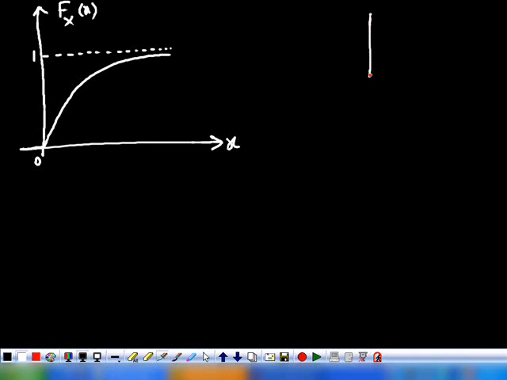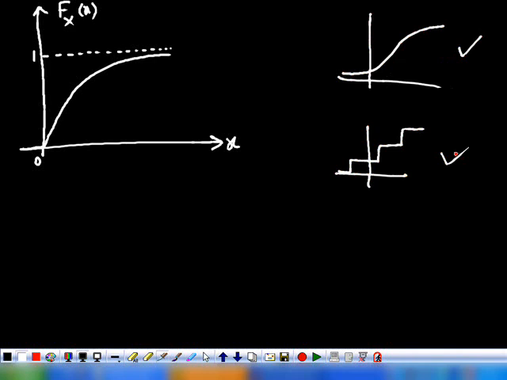We already discussed, for a continuous random variable, the CDF will be like this, and for a discrete random variable, the CDF will be like this, stair-step. So this is the CDF for a continuous random variable, and this is the CDF for a discrete random variable. Here, the random variable that we considered is a continuous random variable, so all the properties are satisfied. You can check it easily.